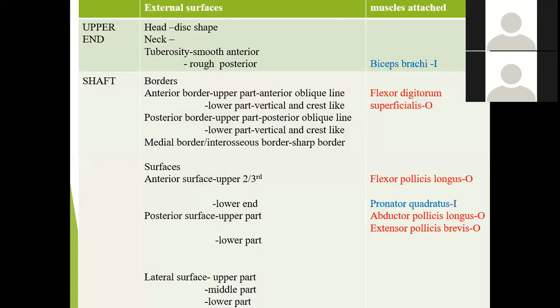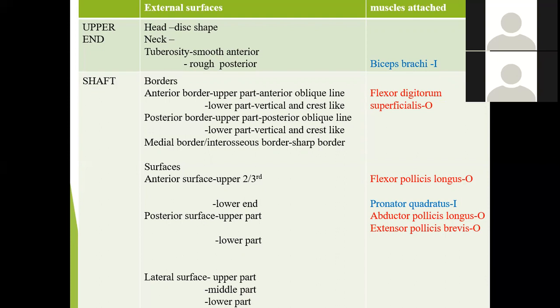So next we are coming for the features of the radius. Again, it is a long bone, so it has an upper end, a lower end, and a shaft. First we can talk about the upper end. The radius bone has a disc-shaped head. Below the head there is a constricted area called the neck, and below the neck there is a tuberosity. The anterior part of the tuberosity is smooth, posteriorly it is rough. Very simple, three points in the upper end of the radius.